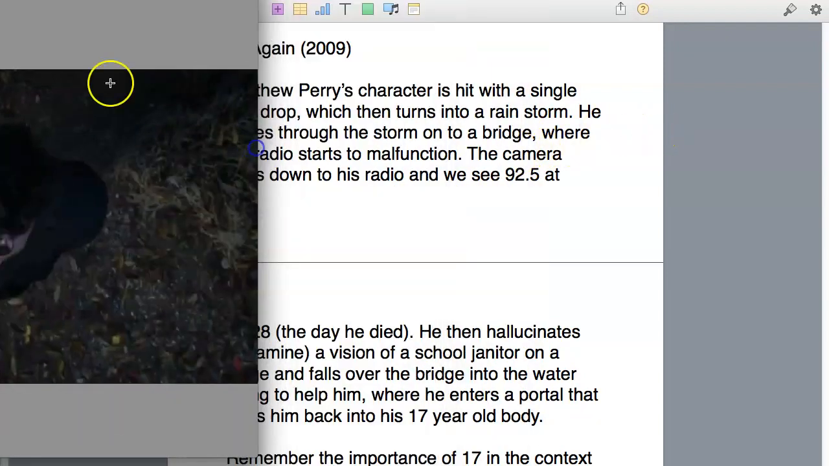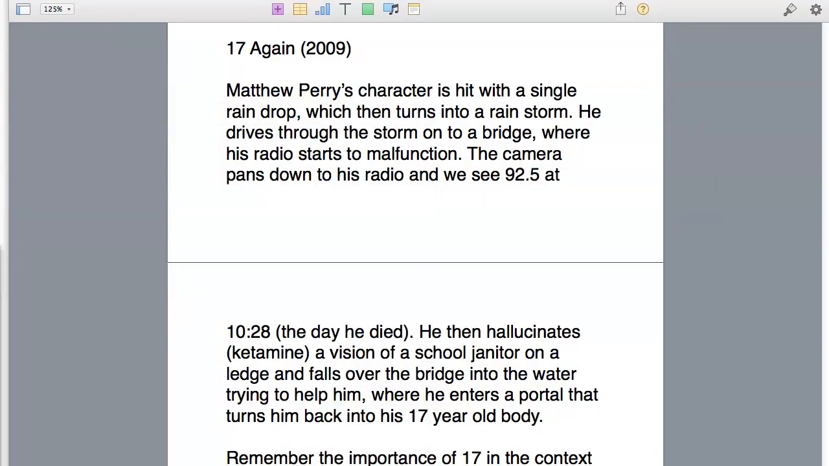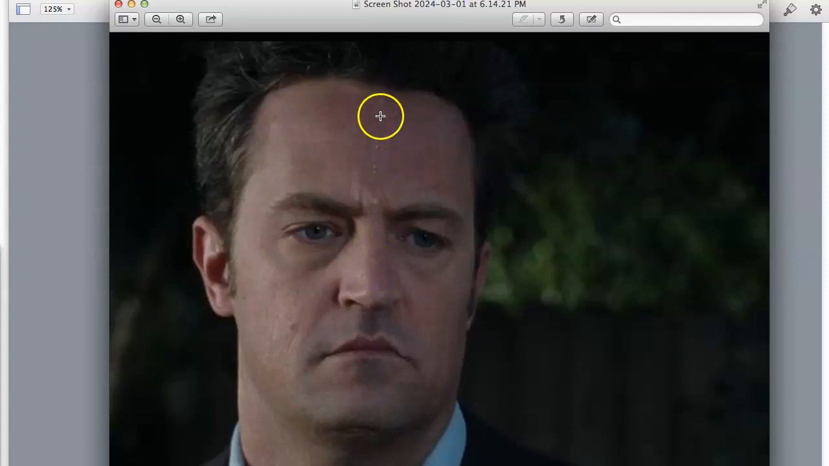This is the scene. He's hit by a single raindrop right here. It hits him right in the forehead. An interesting place to be hit, especially in the context of that Heath Ledger image from Dr. Parnassus, where he's got it written right on his forehead. And I have that picture right here, where it hits him in the forehead and it kind of starts dripping down his face.